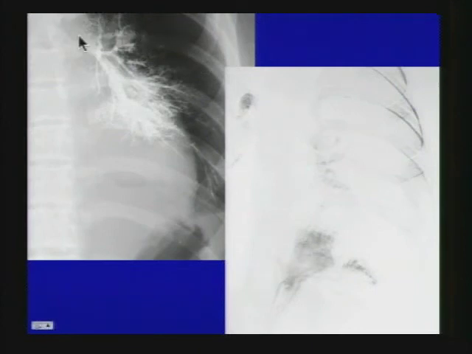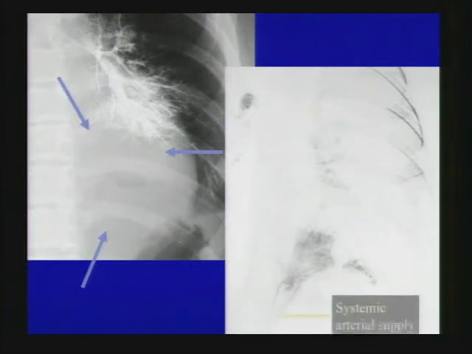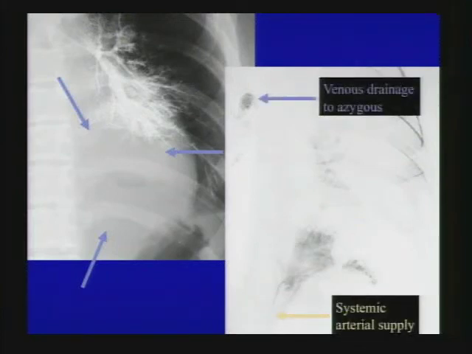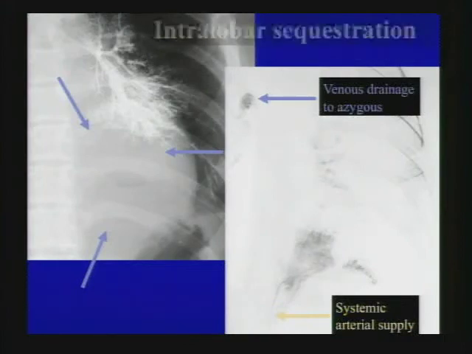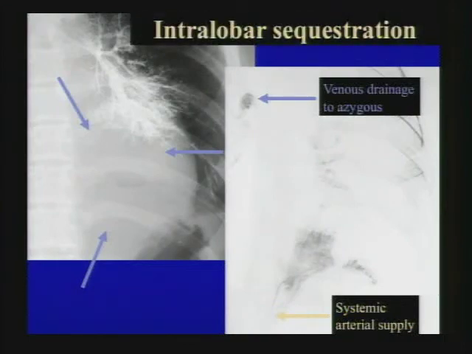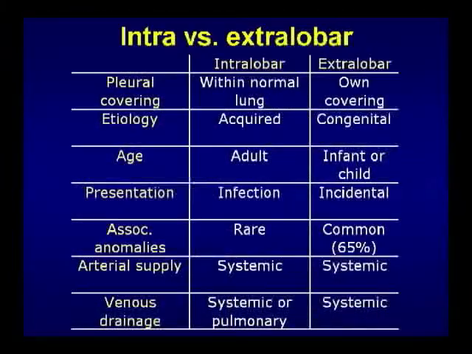This is a bronchogram. We don't do these anymore, but notice that there's an area where there's no contrast. So this is something that's sequestered away from the normal bronchial anatomy. Notice here the systemic arterial supply, which is abnormal to the lung, right? And the venous drainage to the systemic veins. So this is an intralobar sequestration. Again, the history was really important there.